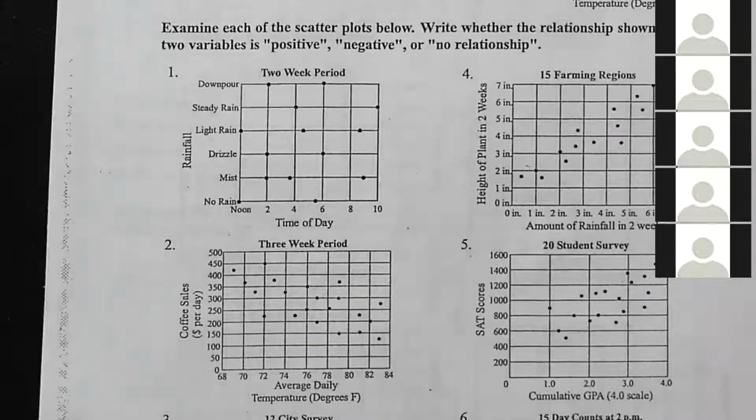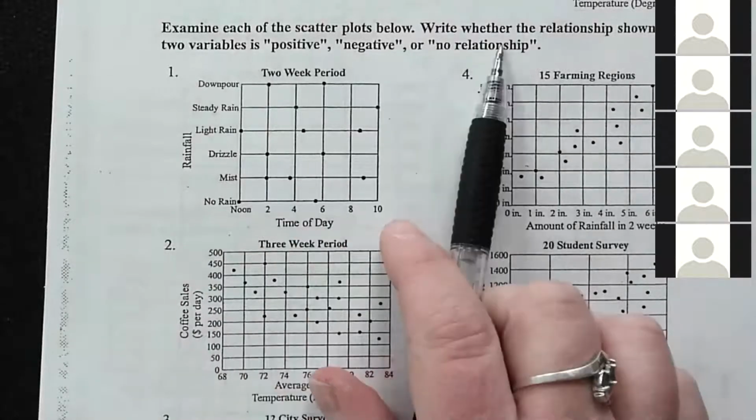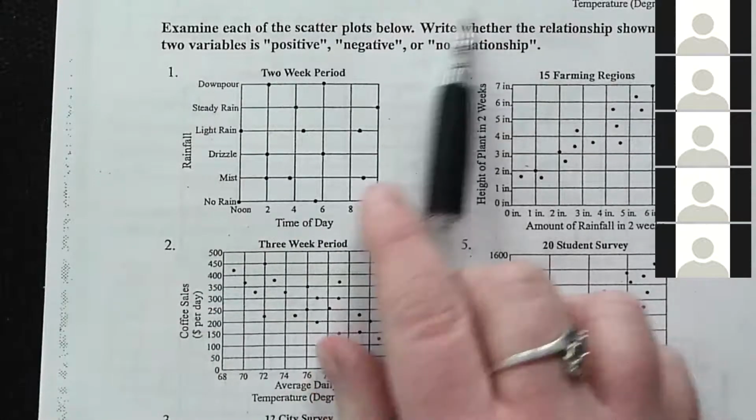Says write if it's positive, negative, or no relationship. So we're just looking at the graphs and deciding if you could draw a line of best fit in. Remember, a line of best fit just goes in the middle of all your data points. You want about the same amount of data points on both sides if you were drawing it in. Now, if you could draw it in with a positive slope, a negative slope, or if you can't draw it in, then that would be no relationship.